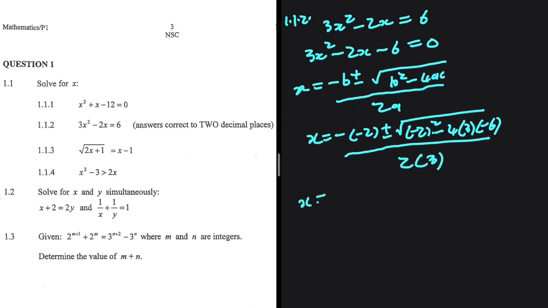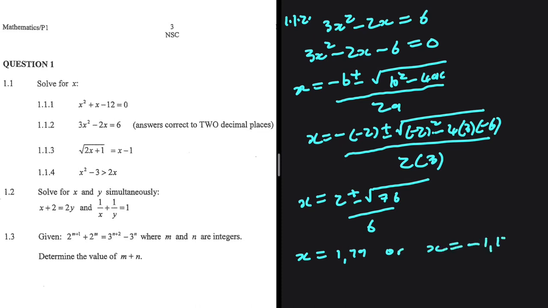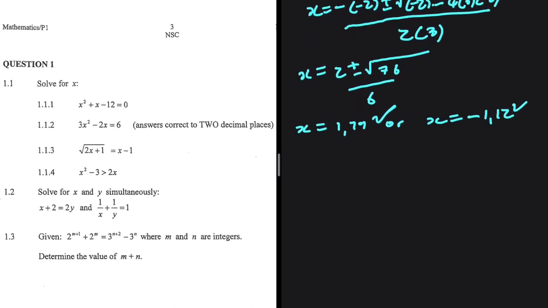So x will be equal to minus multiplied by minus 2. That will be plus 2. Plus or minus the square root of b squared minus 4ac. 4 plus 72 is 76. Everything divided by 6. So x is equal to 1.79 or x is equal to minus 1.12. When you substitute these values of x back into your equation, it's going to be satisfied. You're going to get 6 on both sides.